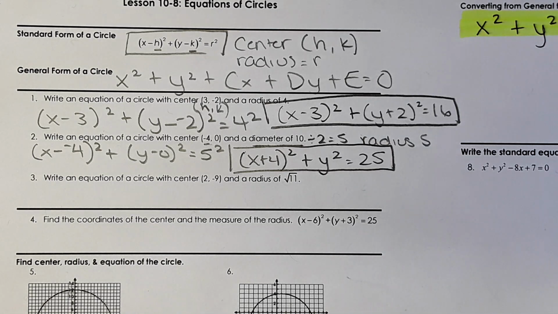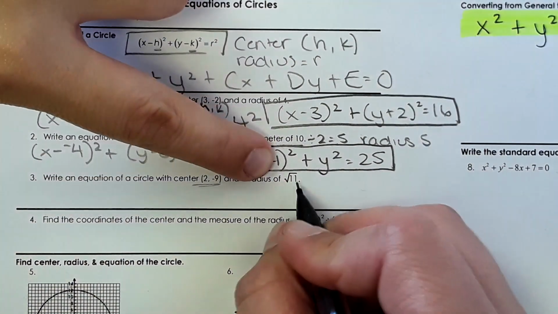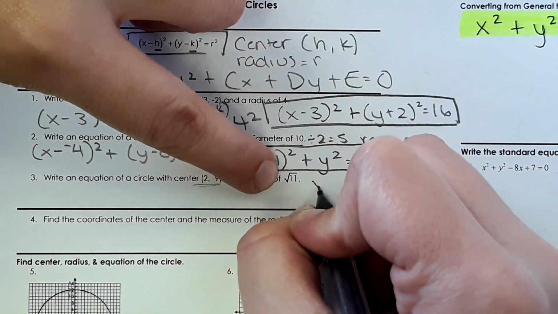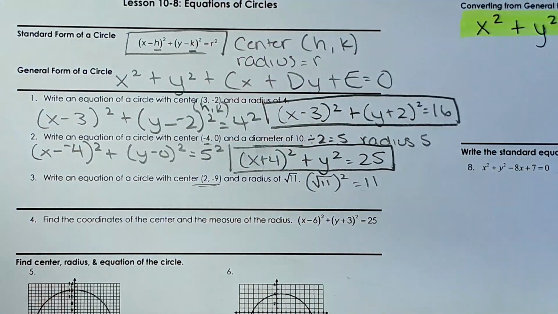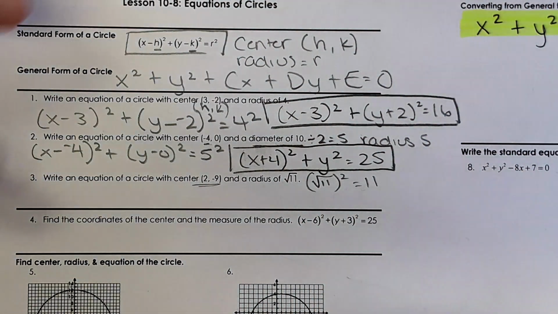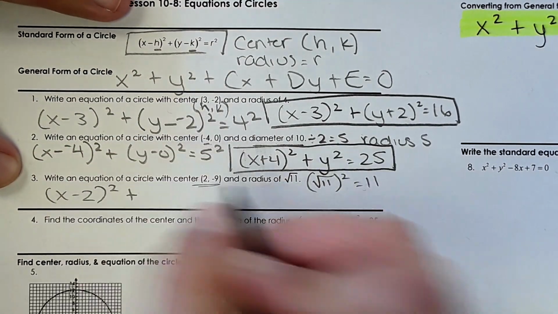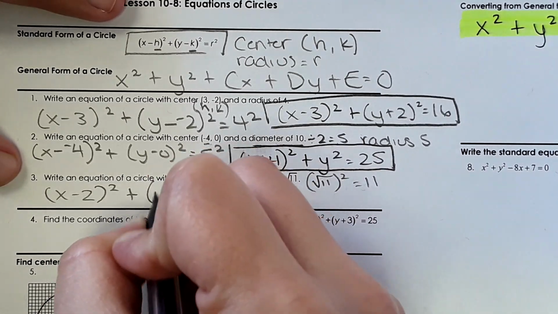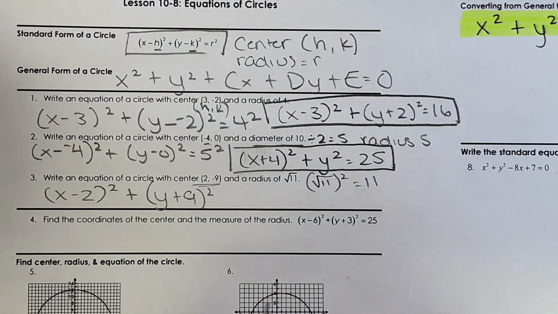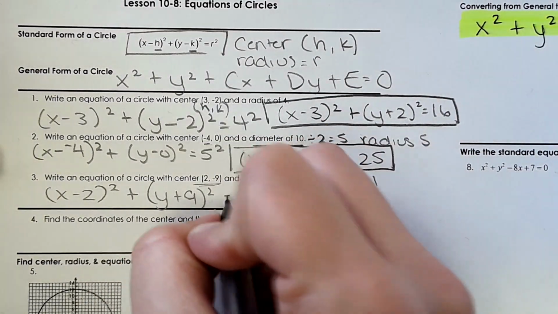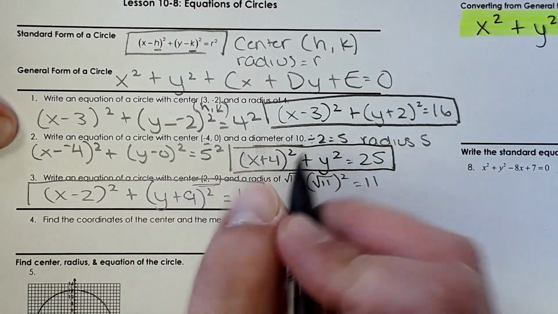Number 3, same idea, write an equation of a circle with this center and then a radius of square root of 11. Now square root of 11 squared is just 11, just FYI. So when we write it, we're just going to write 11. So here I would do (x - 2) squared plus, I'm going to write just (y + 9) because I get the idea it's just going to be subtracting a negative, which is plus. And then square root of 11 squared is 11. So here is my answer.